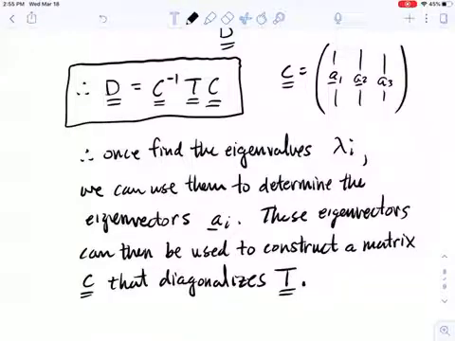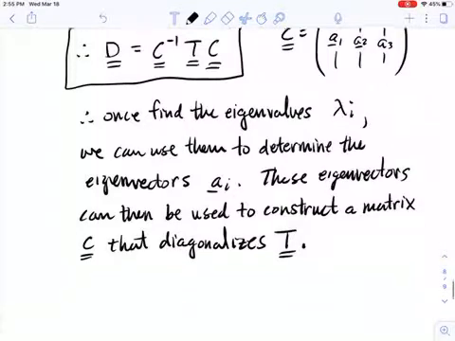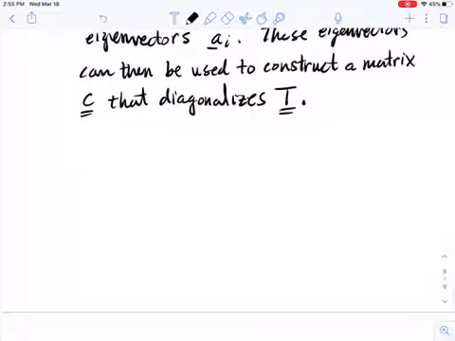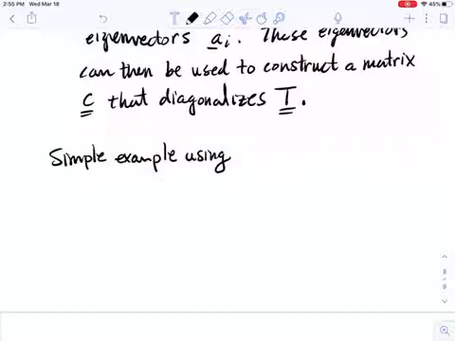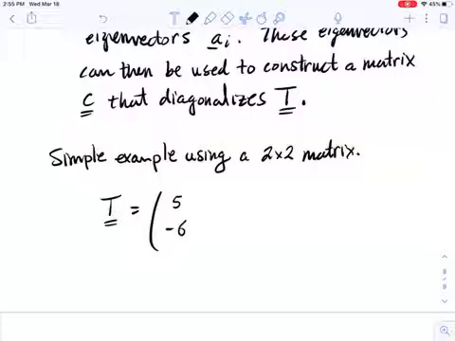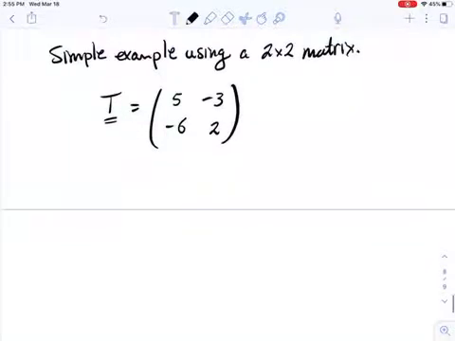So that's a lot of technical linear algebra stuff. Let's just put it into practice. Let's do a simple example. We'll start with a simple example just to sort of get a sense of how all of this works. So our simple example will be a 2x2 matrix. Okay, and so we'll just make something up here where T is clearly not a diagonal matrix.